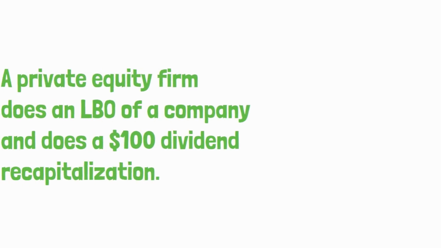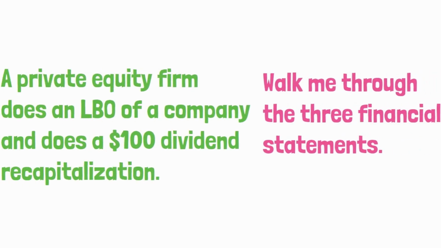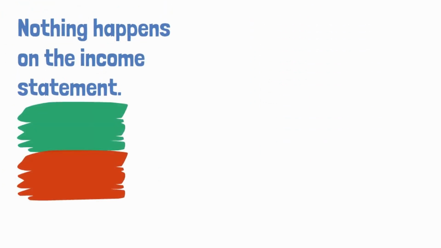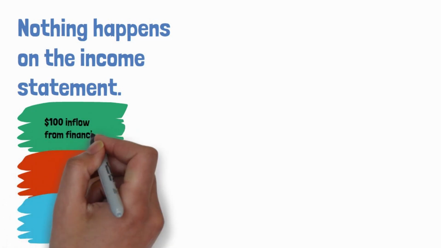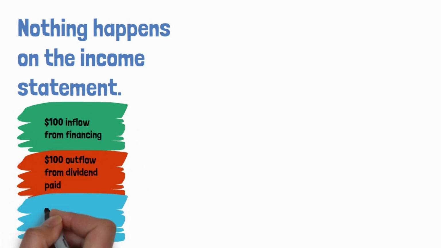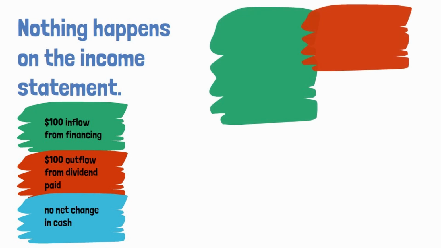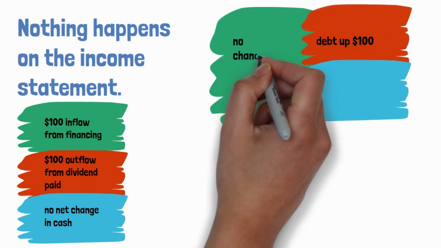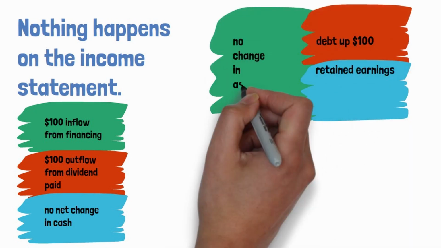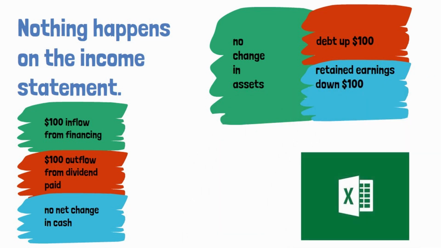A private equity firm does a $100 dividend recapitalization of a company. Walk me through the 3 financial statements. Nothing happens on the income statement. On the cash flow statement, the $100 inflow from financing is offset by the $100 outflow from dividends. No net change in cash. No change in assets. Debt up $100. Retained earnings down $100 on the balance sheet.